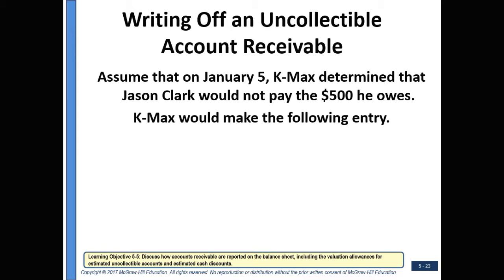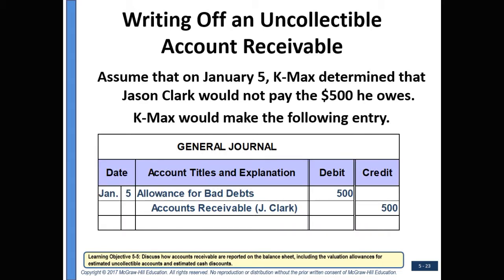We create this entry. We take the amount of $500 from our allowance for bad debts, and we apply it to the accounts receivable for J. Clark. This will bring J. Clark's account to zero and be written off. Now, in good form, you would also make notations to that account so that individuals did not sell to J. Clark under any other credit extending situation within the organization.